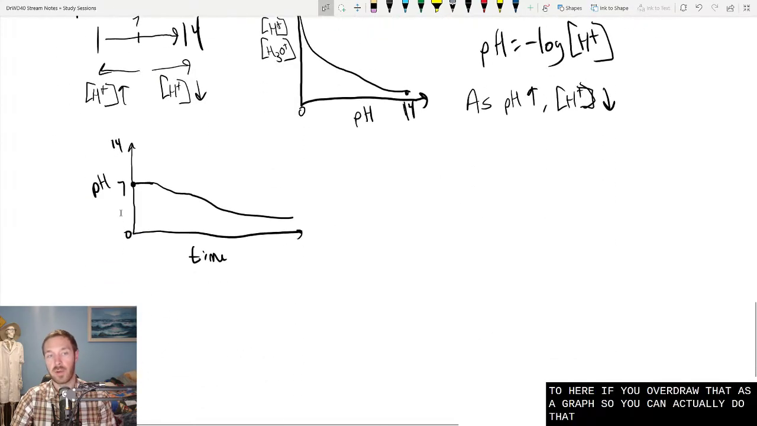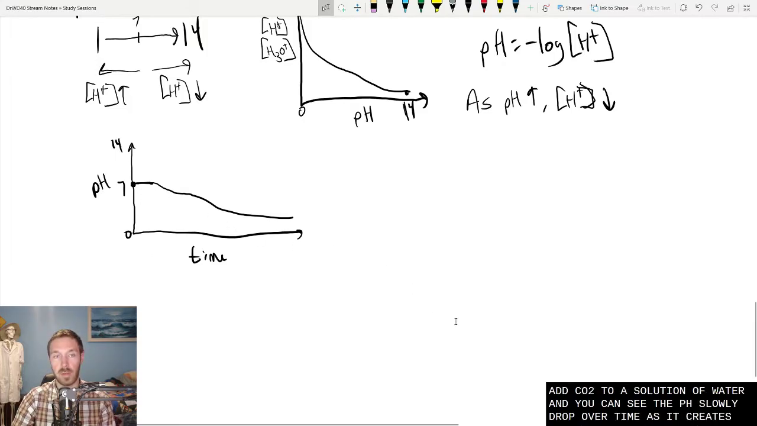So you can actually do that experiment in a lab if you add CO2 to a solution of water, and you can see the pH slowly drop over time as it creates H plus ions.